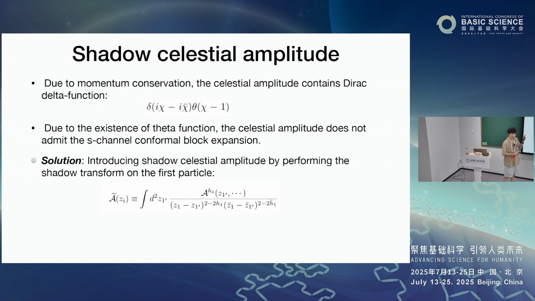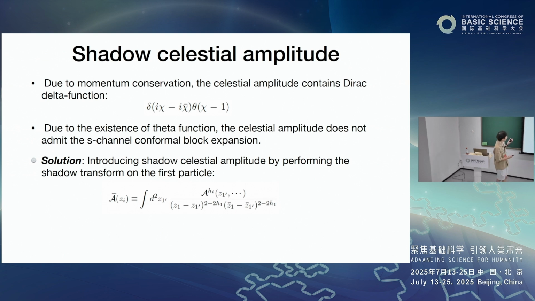which means it behaves like a conformal primary operator under the conformal transformation. But since there is an integral, this is an integral transformation, and that operator is not a local operator. That's why usually people do not consider that shadow operator in CFT, because it's non-local.